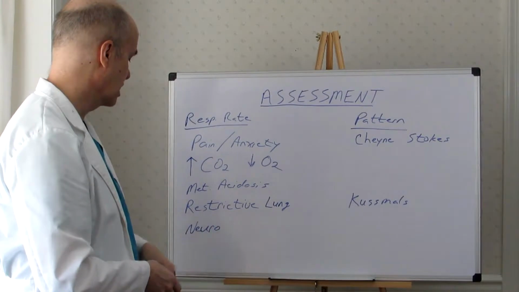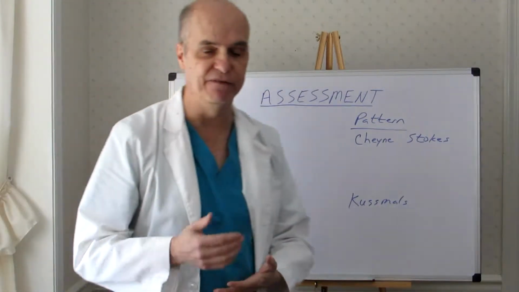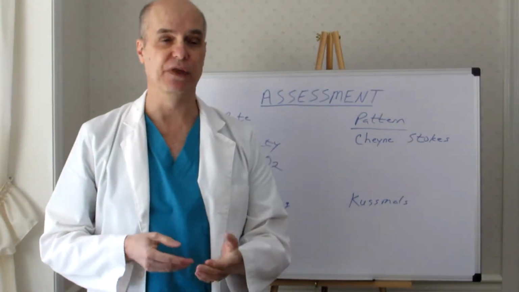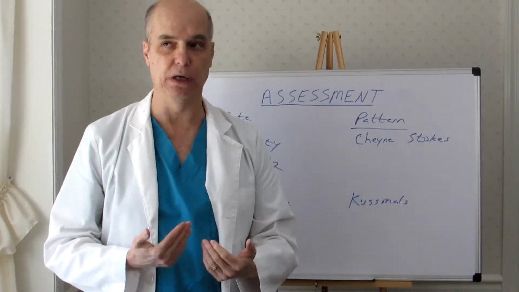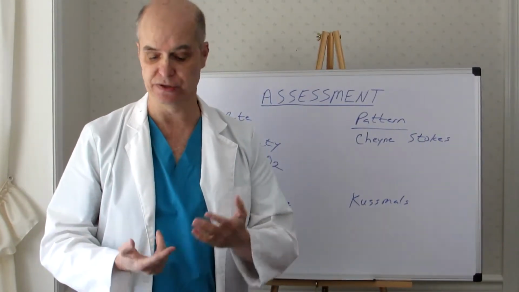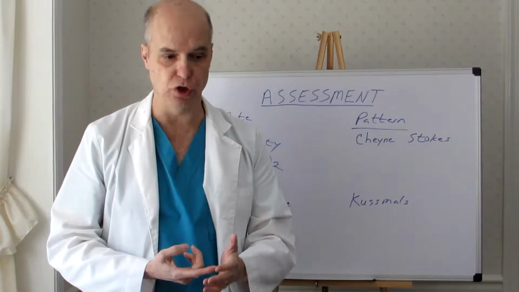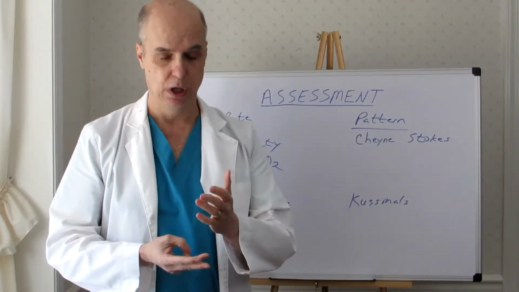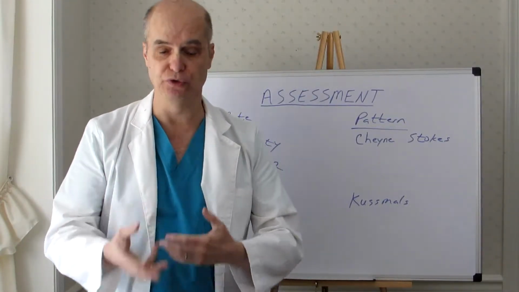The last thing to talk about is that somebody could have a very high respiratory rate if they have some sort of neurologic pathology taking place, maybe a hemorrhagic stroke, a brain tumor, an embolic stroke, those types of things.